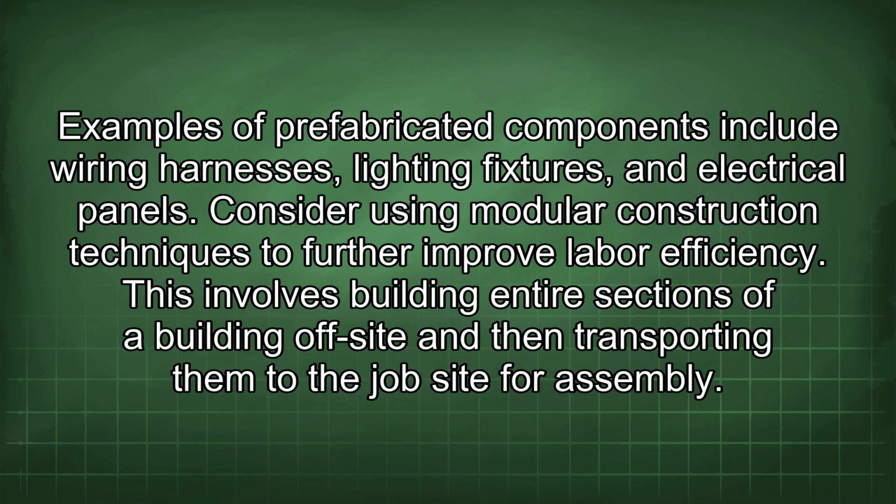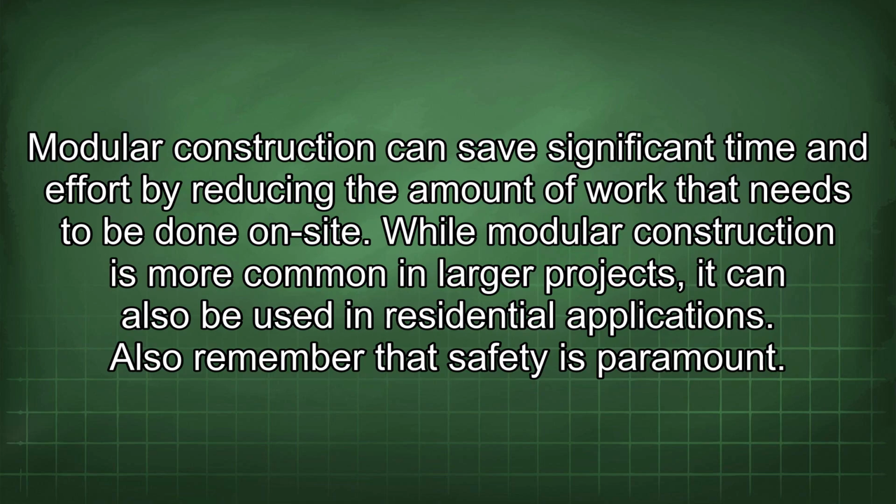Examples of prefabricated components include wiring harnesses, lighting fixtures, and electrical panels. Consider using modular construction techniques to further improve labor efficiency. This involves building entire sections of a building off-site and then transporting them to the job site for assembly. Modular construction can save significant time and effort by reducing the amount of work that needs to be done on-site. While modular construction is more common in larger projects, it can also be used in residential applications.